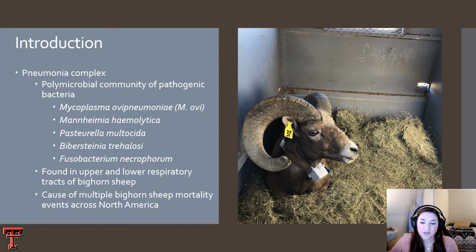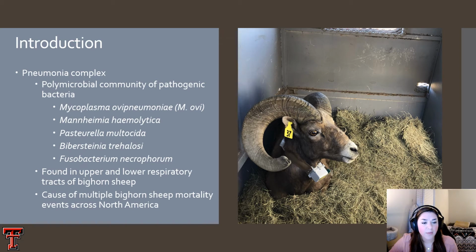Bighorn sheep have had multiple mortality events across North America, and many of these can be due to the pneumonia complex. This is a polymicrobial community of pathogenic bacteria. Most research has been done on Mycoplasma ovipneumoniae, or I will refer to it as MOVI for the rest of this talk. But because it is polymicrobial, we have a few other bacteria that are a part of this disease.